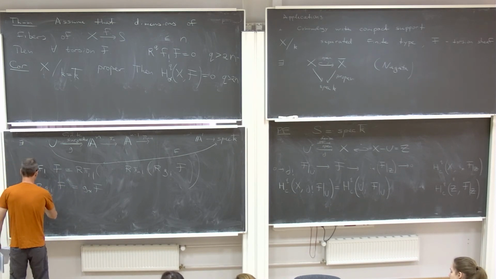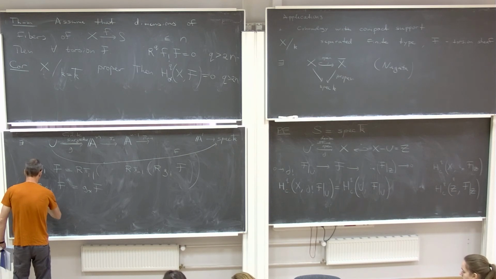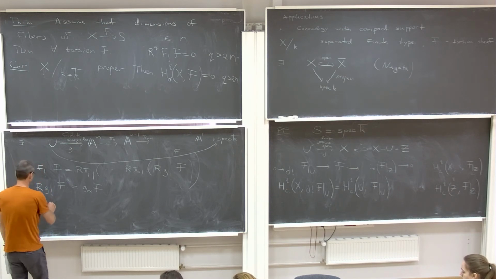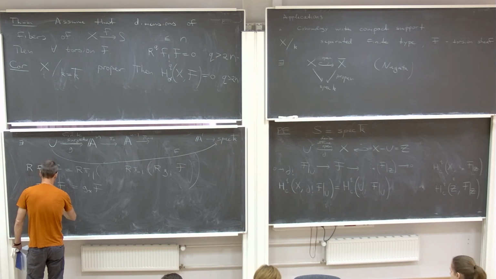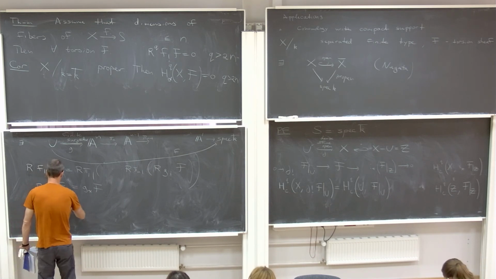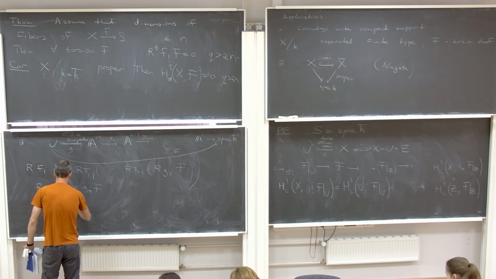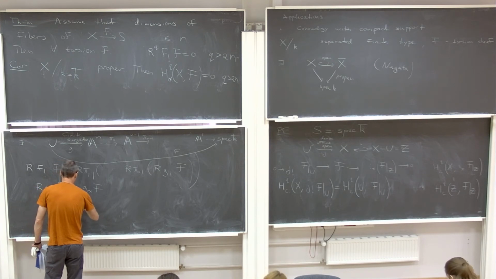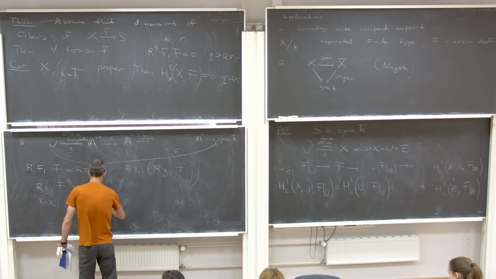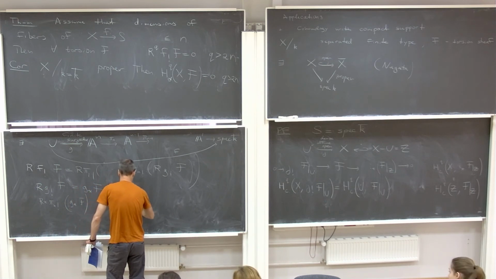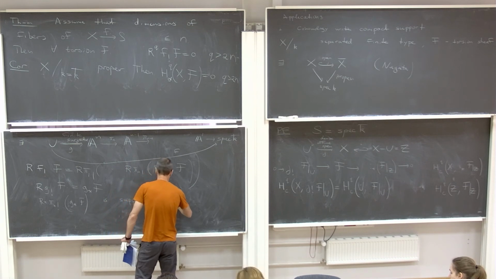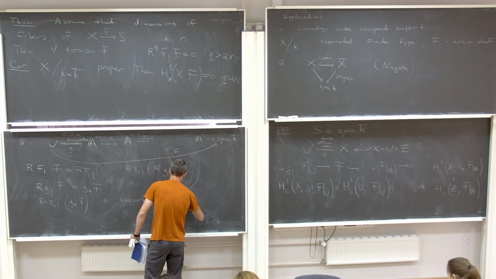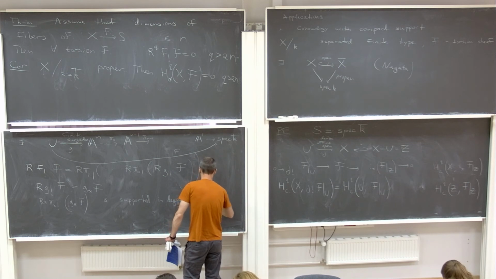So now R pi n lower star of this guy is supported, and it's a complex, in degrees 0, 1, and 2.